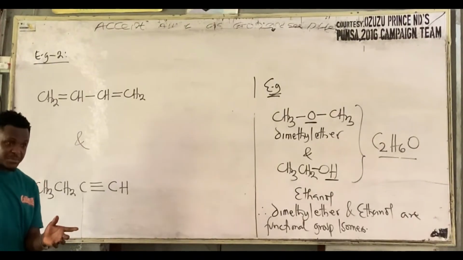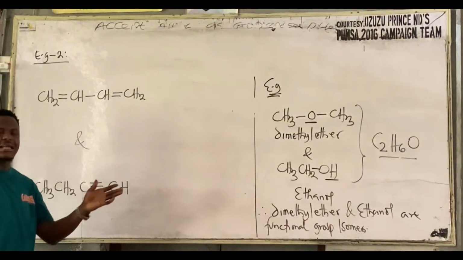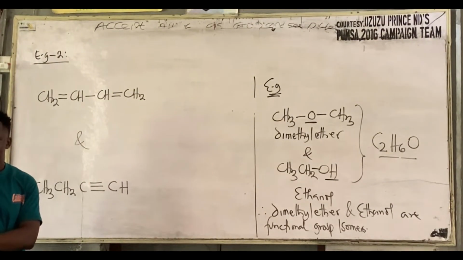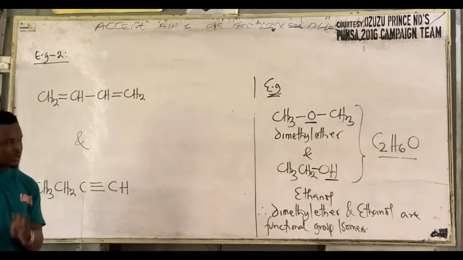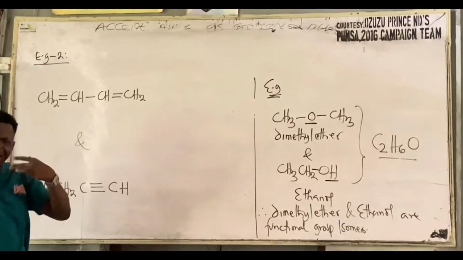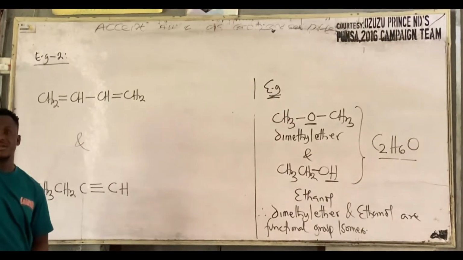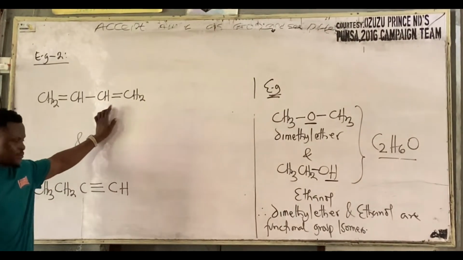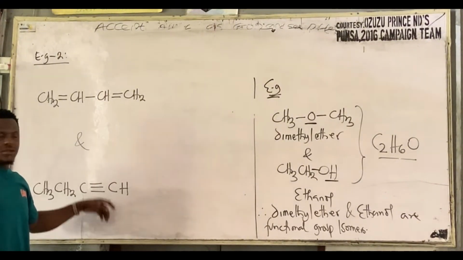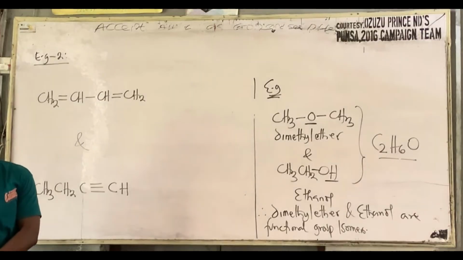What's that isomerism? Which type of isomerism is exhibited by ether and alcohol? Still functional. So that's one of the three. Now this guy is a diene, but that one is inconsistent. This is a diene. This is an alkyne. The functional group here is not the same as this, but the molecular formula is the same.